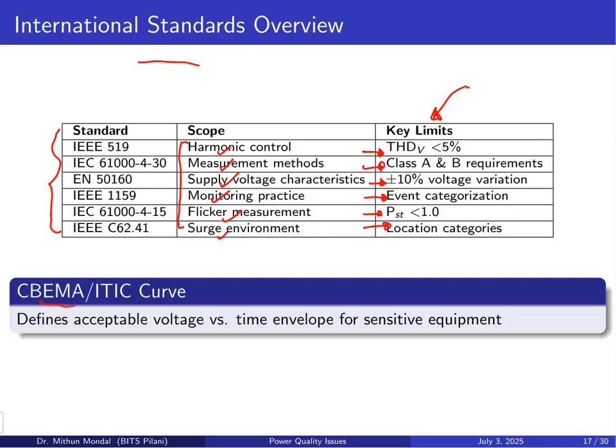The CBEMA or ITIC curve defines the acceptable voltage versus time envelope for sensitive equipment. So for those equipment which are very sensitive to changes in the voltage, frequency or the waveform, we need to obtain their acceptable voltage versus time limit through a curve which is given by this standard.